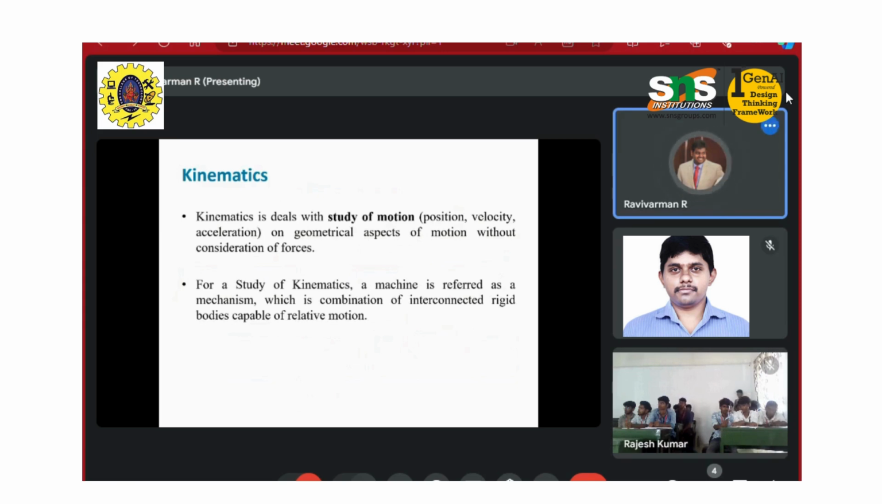A machine or mechanism is a combination of interconnected rigid bodies capable of relative motion between the bodies. When we have relative motion between the rigid links present in it, we consider it a mechanism. Whereas if the relative motions are absent, we take it as a structure.